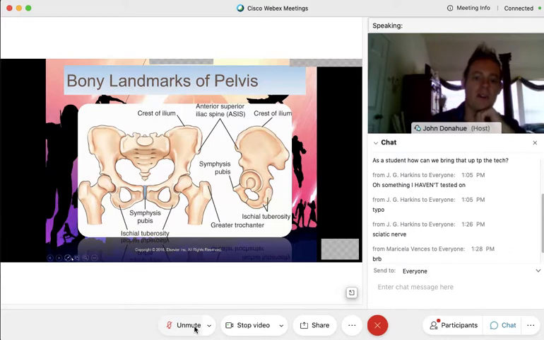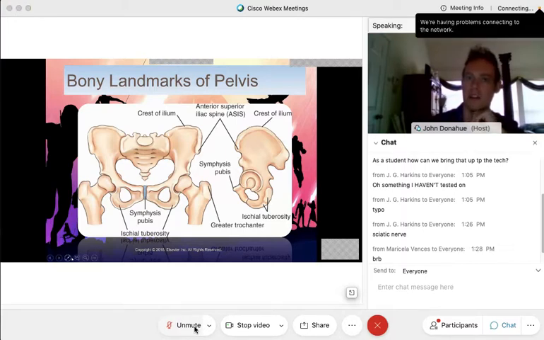This area right here that I'm putting in red is the ischial tuberosity. The area that I'm putting in blue is the inferior ramus. So this blue area is the inferior ramus. This red area is the ischial tuberosity. Two different landmarks right there in the inferior portion of that pelvis.